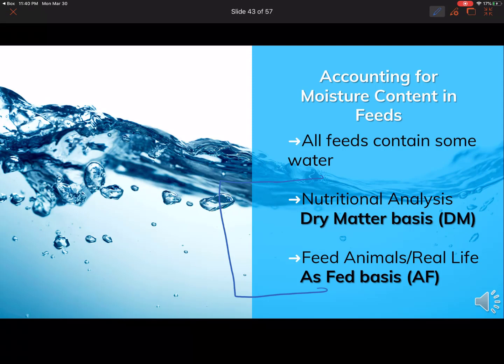Now, when I'm a nutritionist doing any type of energy or proximate analysis, I have to analyze the feed on a dry matter basis, meaning that I don't want water in it. But when I actually go to give that feed to an animal, it has to have water in it. We can't give an animal a feed with no water. So we call that something we give on an as-fed basis. So as-fed basis has water. Dry matter basis has no water in the feed.